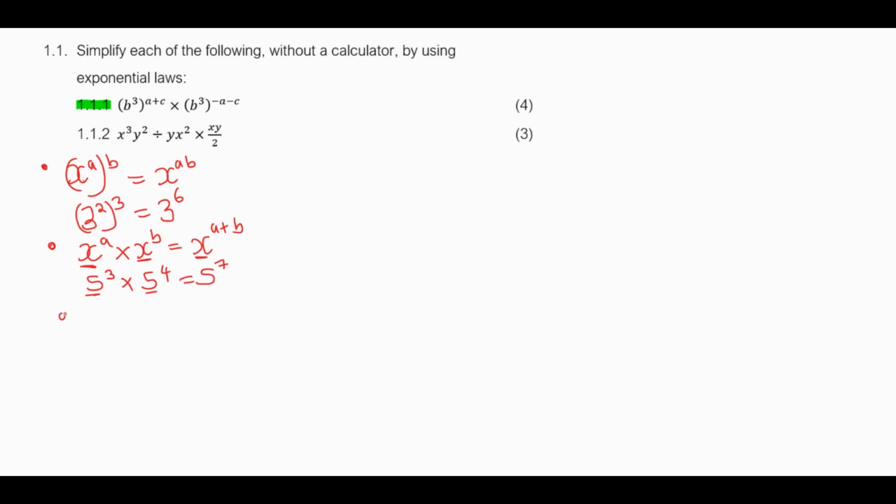And then another one, you have to remember that any base to the power of 0 is equal to 1. So x to the power 0 is equal to 1. It could be anything, even 1000 to the power 0 is equal to 1.